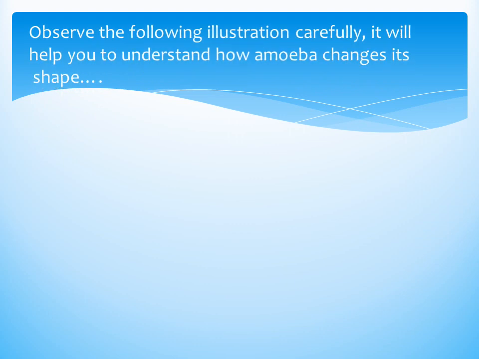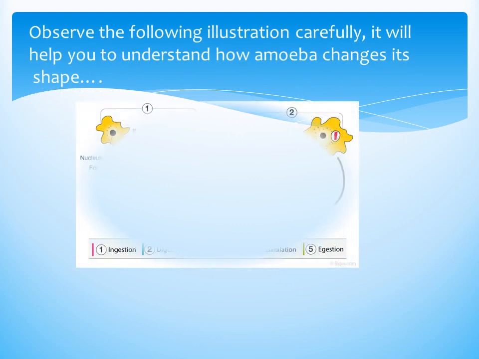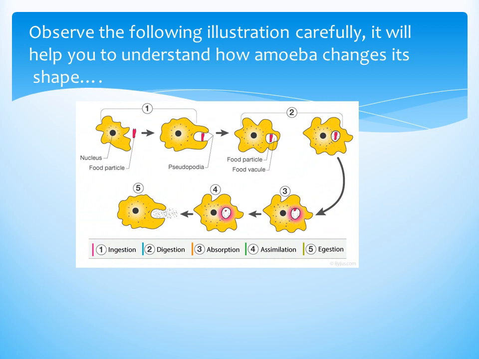Observe the following illustration carefully. It will help you understand how an amoeba changes its shape in order to capture food. You can clearly see through the stages 1, 2, 3, 4 and 5 which are describing each and every step of nutrition, starting from ingestion, digestion, absorption, assimilation and egestion. In amoeba, the digestion occurs inside a food vacuole.